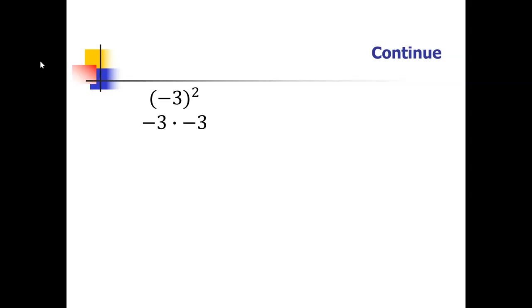When I multiply negative 3 twice, negative times negative will become positive. Anytime you multiply the negative sign even number of times, 2, 4, 6, 8, 10, or so forth, the answer will be always positive. So in this case, I got positive 9. So my base is negative 3 here, and my exponent is 2.